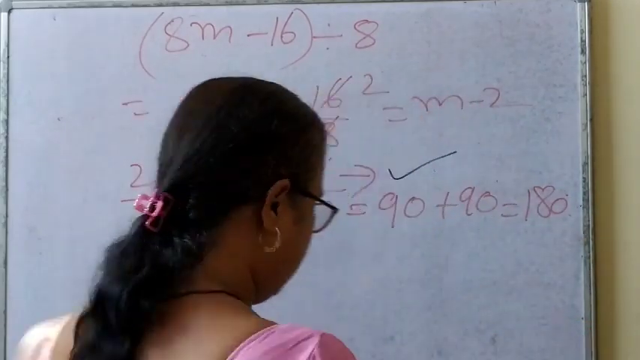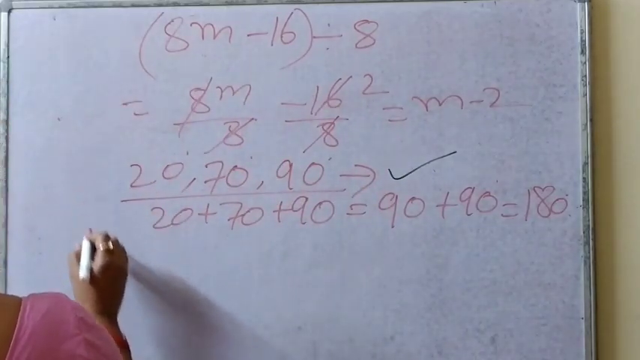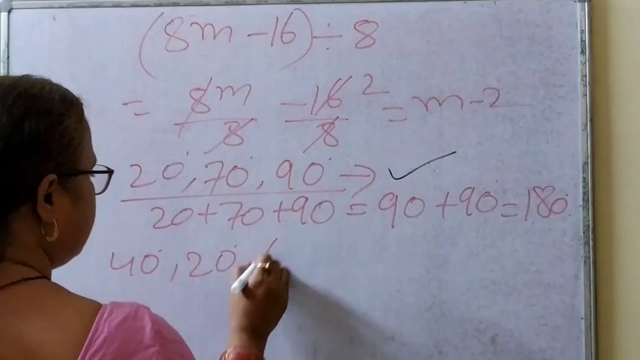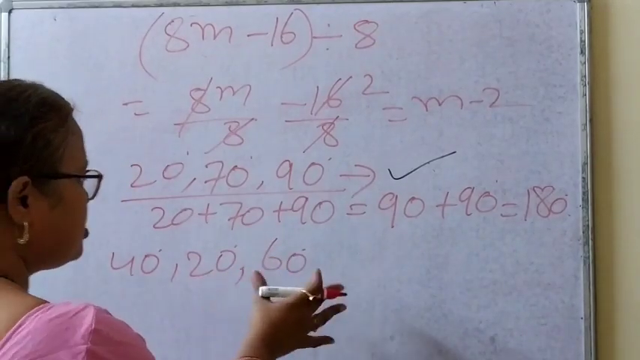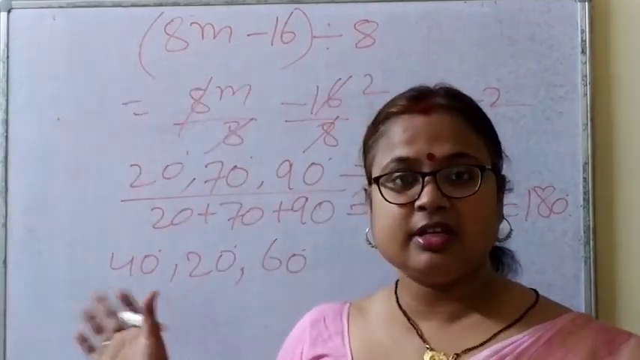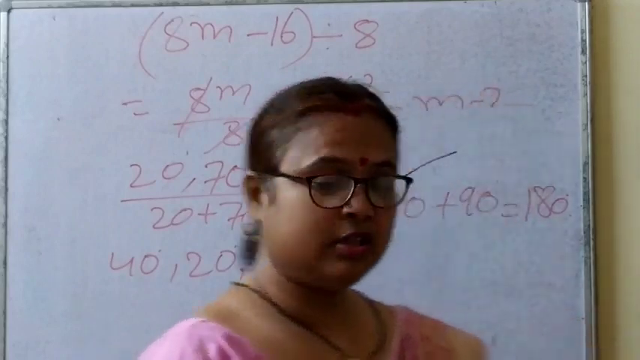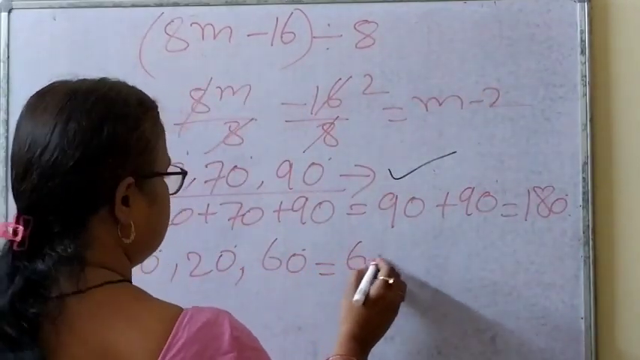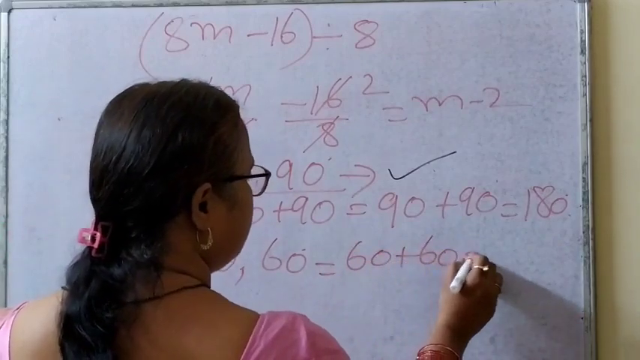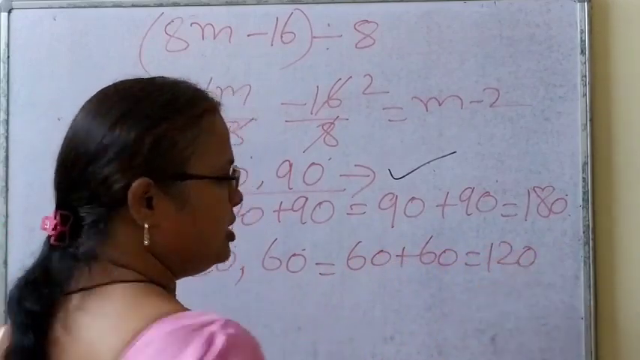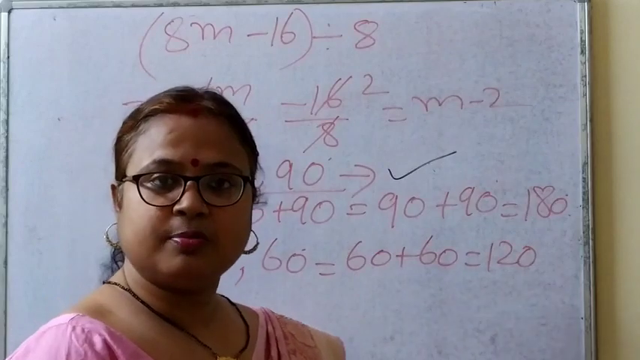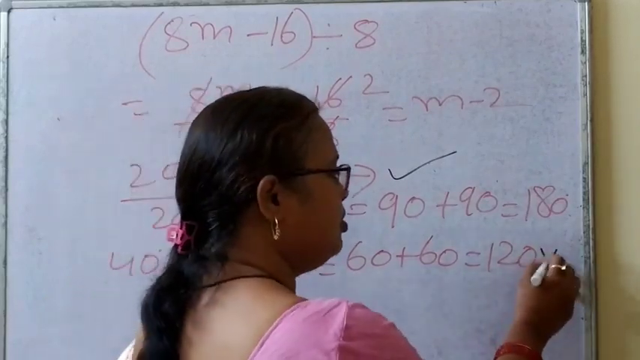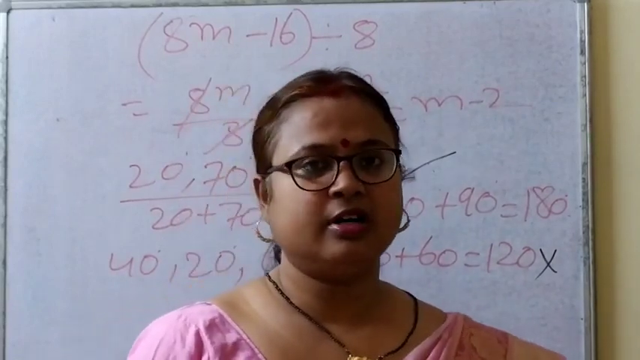Okay. Now, if the angles are given like this, 40 degrees, 20 degrees and 60 degrees, is it possible to form a triangle with these angles? So simply add all the angles. 40 plus 20 is 60, plus 60 equals 120 degrees. Is it possible? No, this is not possible because this sum is less than 180 degrees. So it will not form a triangle.